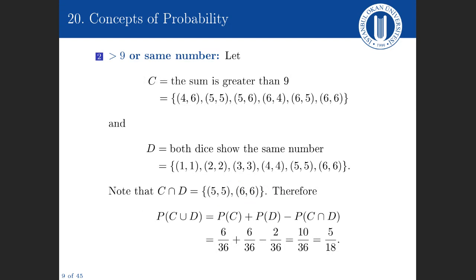Our second question was, what is the probability that the sum is strictly greater than 9, or both dice show the same number? Again, we need two sets, which I'm going to call now C and D. The event that the sum is greater than 9, how can we get a number which is bigger than 9? 4 and 6, 5 and 5, 5 and 6, 6 and 4, 6 and 5, and 6 and 6. What is the event that both dice show the same number? 1 and 1, 2 and 2, 3 and 3, 4 and 4, 5 and 5, and 6 and 6.